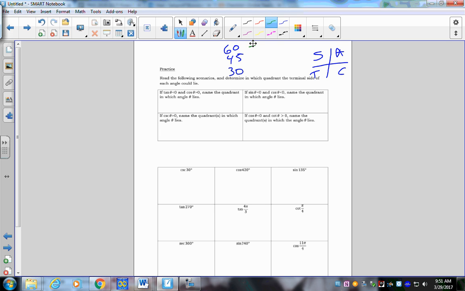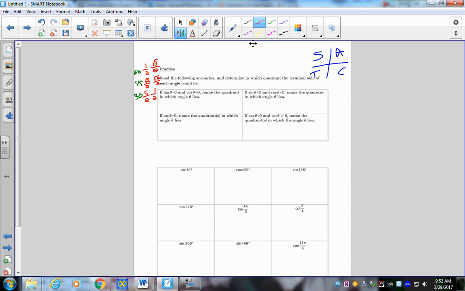Let me give myself a little more room, sorry. Do it down the side. 60, 45, and 30. 1, 2, 3. Going back up, 1, 2, 3. That's all I need to know.